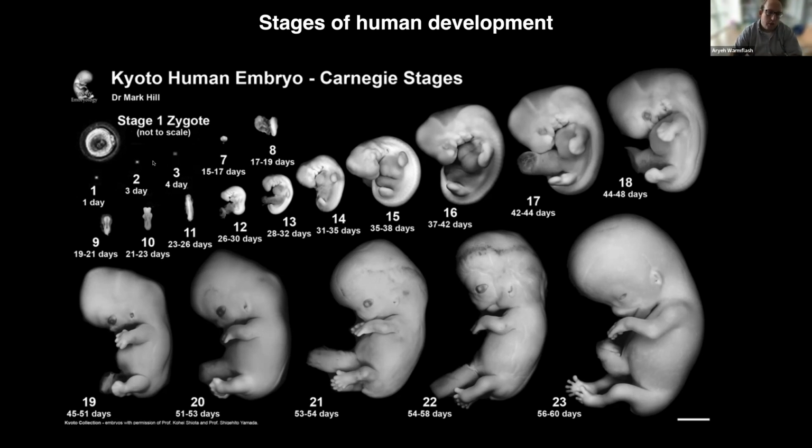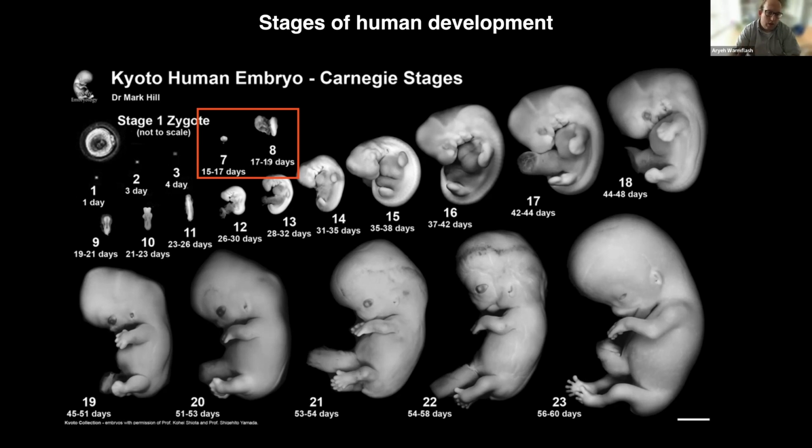And we're interested in some of the earliest events that happen, which are right in this window, around 15 to 17 days. And these are some of the most important events for establishing the basic plan of the body, as well as the basic lineages for the cells that will form the body.